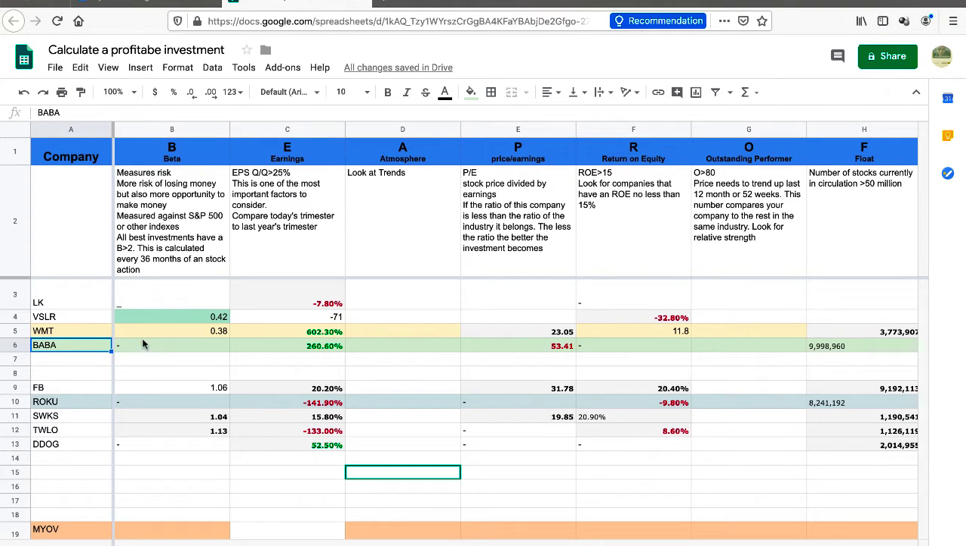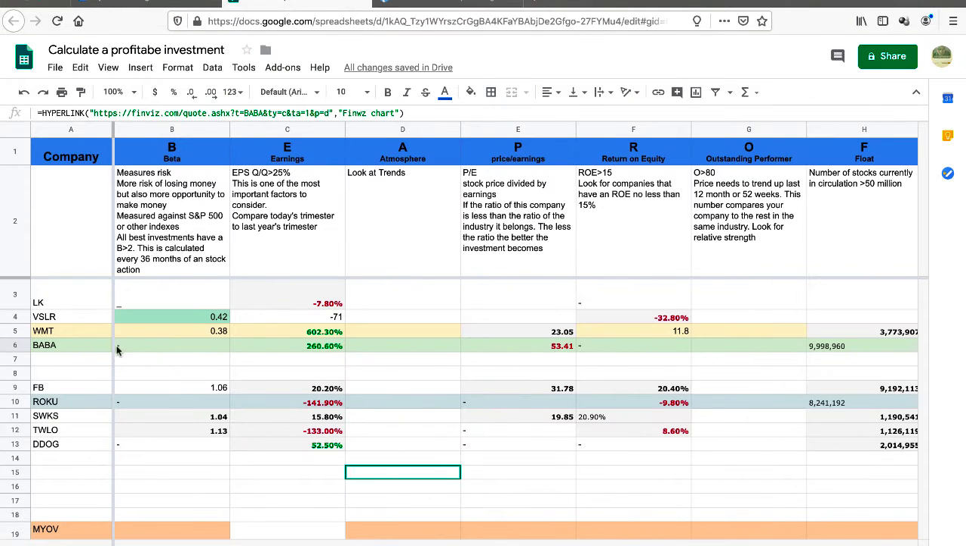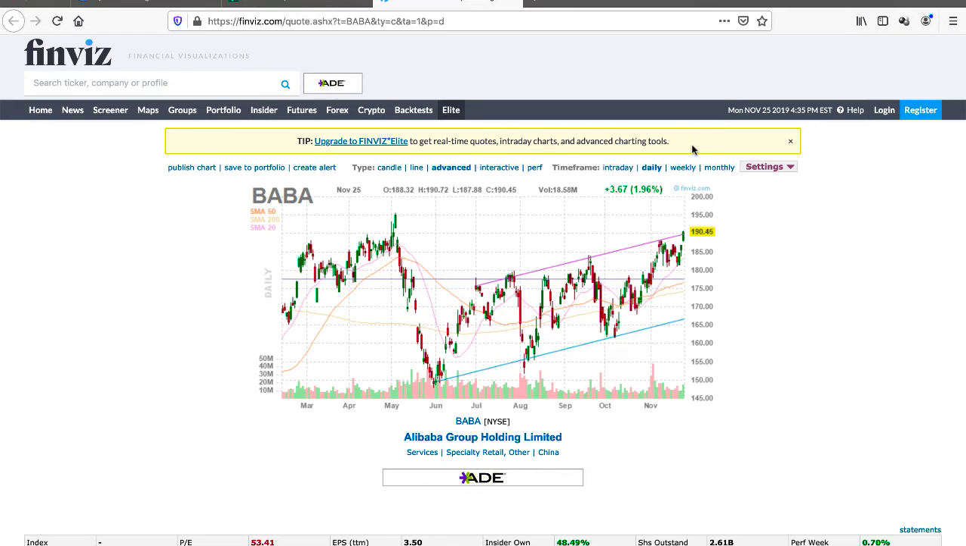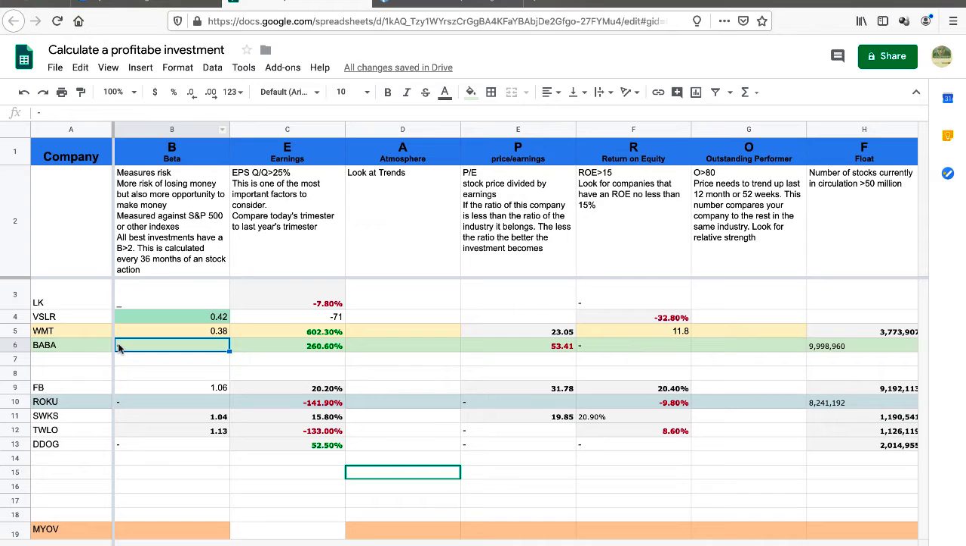Okay, so let's start looking at beta. So I'm going to open up my first one, which is my Finviz chart, so I can start plugging in some of these numbers. So my beta for this one, let me find beta. So beta is right here, and it's still relatively new. So this is why I put a little hyphen.